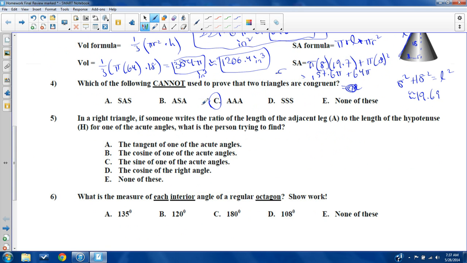This will help me. In a right triangle, number 5, someone writes the ratio of the length of the adjacent leg to the length of the hypotenuse. So if you're looking at an angle here, you have ABC right here. I'm looking at this angle X. I'm looking at the leg adjacent to it and the hypotenuse right there. They are trying to find the cosine of X, the cosine of one of the acute angles right there.